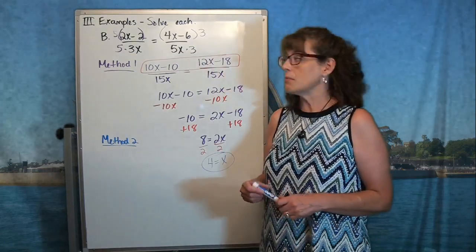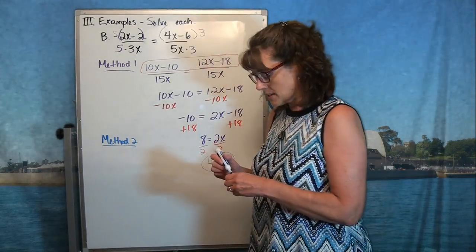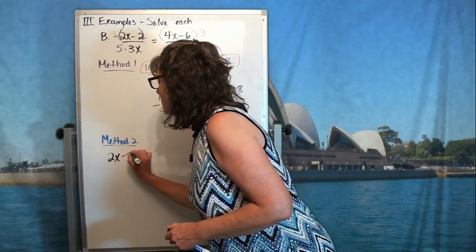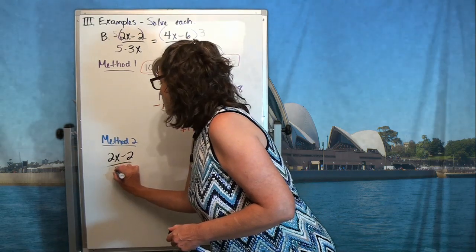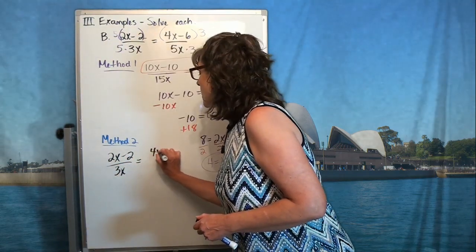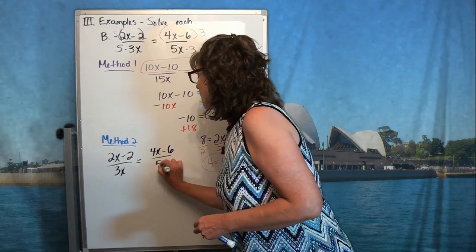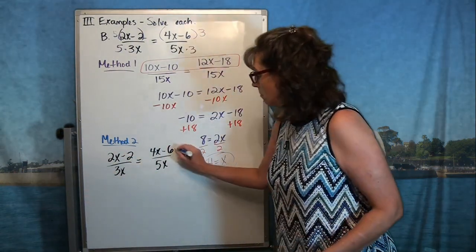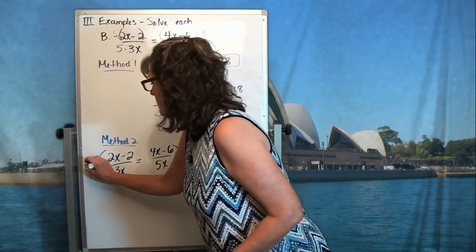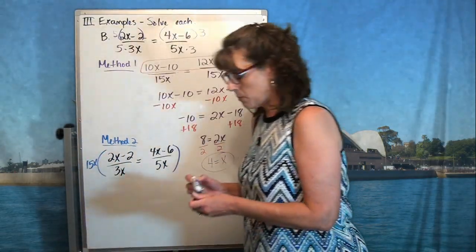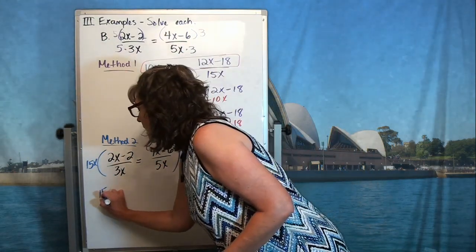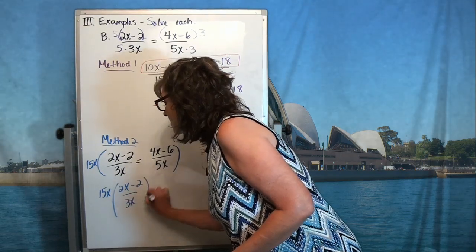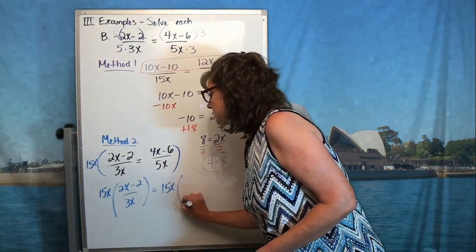Now let's take a look at the second method. The second method once again says, okay, I'm going to start with my equation of 2x minus 2 over 3x equals 4x minus 6 over 5x. And what I'm going to do is take that LCD and just handle it differently. I'm going to multiply everything by that LCD of 15x. And remember what that means: multiply this side by the 15x and multiply this side by the 15x.